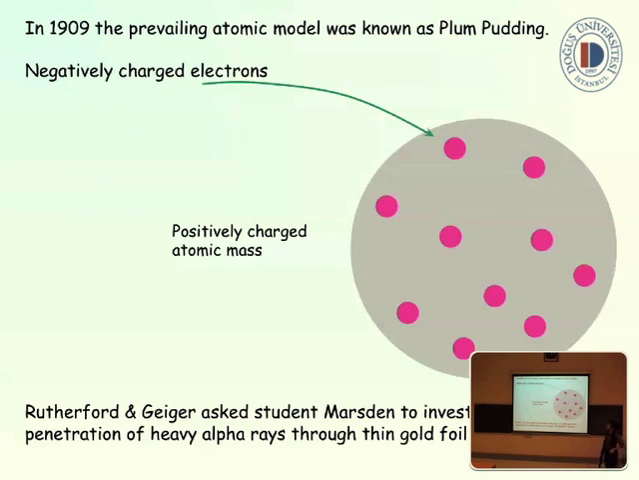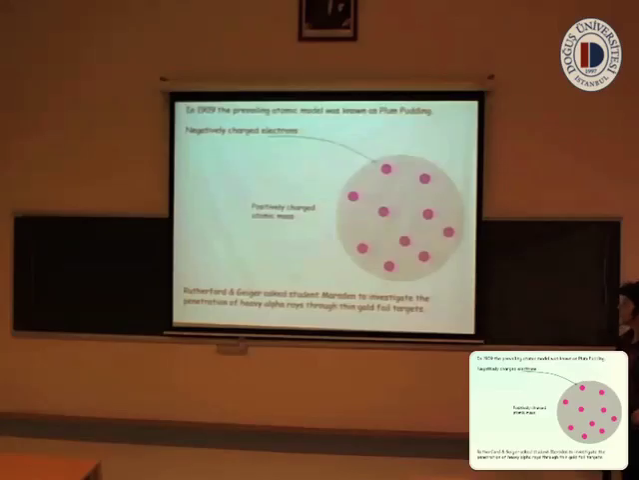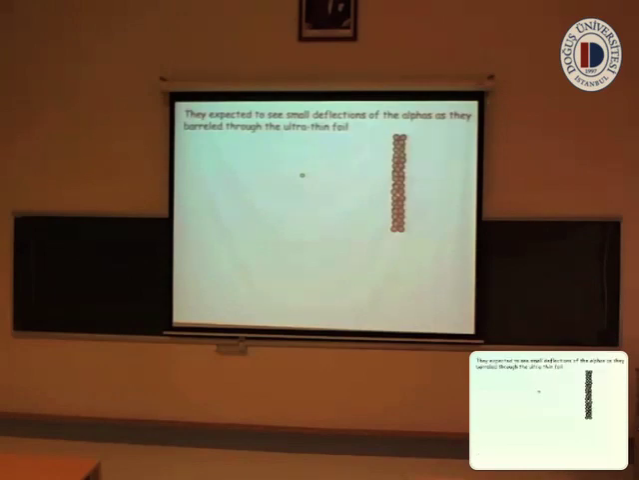thought that this atomic model was known as a plum pudding, and they said, okay, this is what we have. This is our atom, right? Positively charged atomic mass, and then we have charged electrons. And then you know that Rutherford and Geiger asked student Marsden to investigate the penetration of the heavy alpha rays through gold foil targets, and let's see what happened.